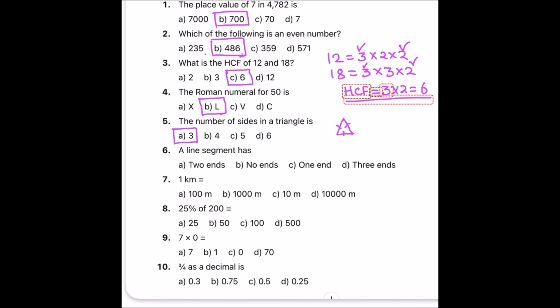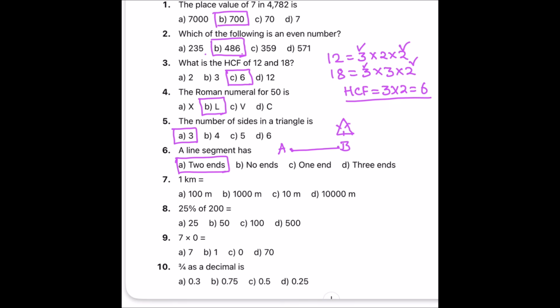Tri means 3. Next one is, a line segment has 2 ends, no ends, 1 end or 3 ends. Let's make a line segment. So this is our line segment. Here it is A and B. AB is a line segment and we have one end here, A, and the second end is B. So it has 2 ends. So the answer will be A.